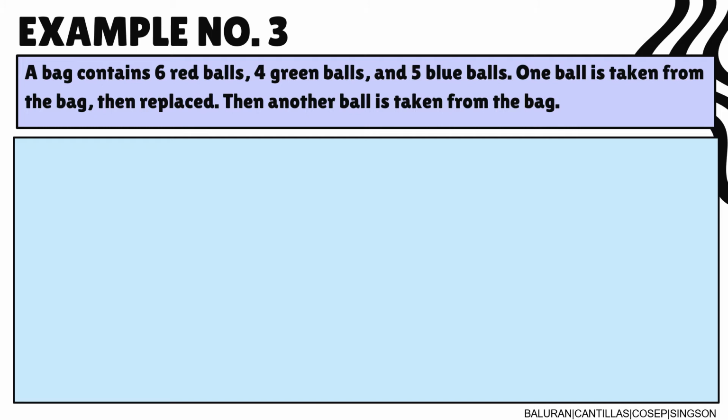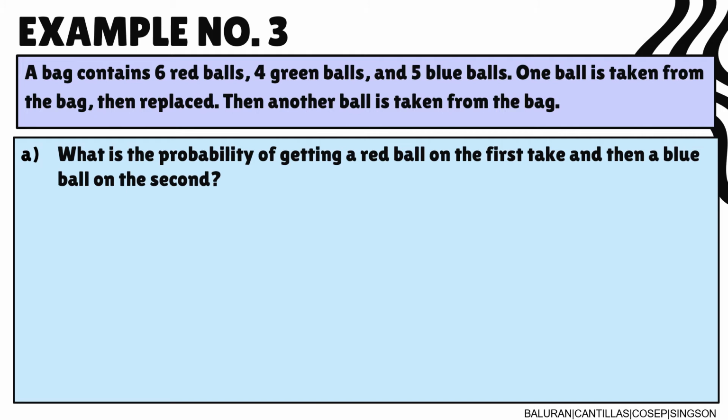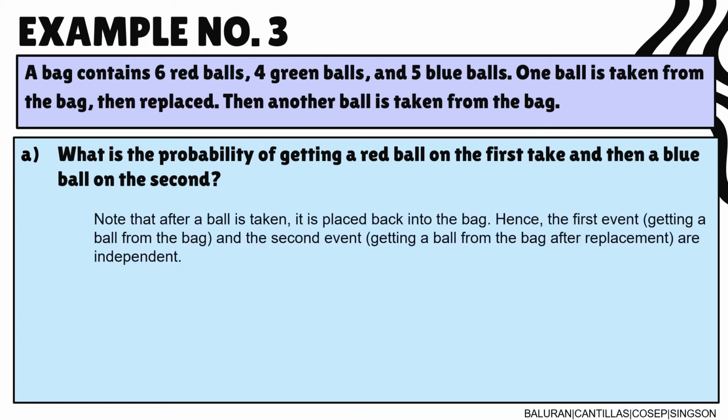Example number 3. A bag contains 6 red balls, 4 green balls, and 5 blue balls. One ball is taken from the bag, then replaced. Then another ball is taken from the bag. First question, what is the probability of getting a red ball on the first take and then a blue ball on the second take? Note that after a ball is taken, it is placed back into the bag. Hence, the first event, which is getting a ball from the bag, and the second event, which is getting a ball from the bag after replacement, are independent.